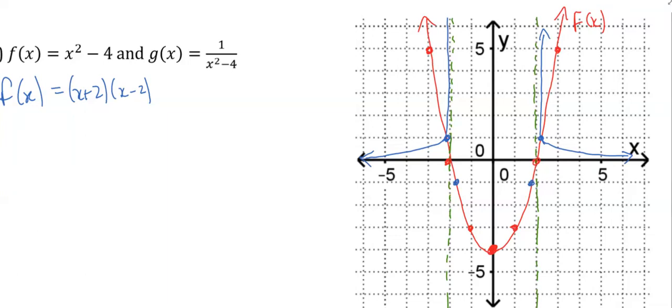You never cross a vertical asymptote. This is actually a rule. It's not possible. Okay? So that line can never cross the vertical asymptote.